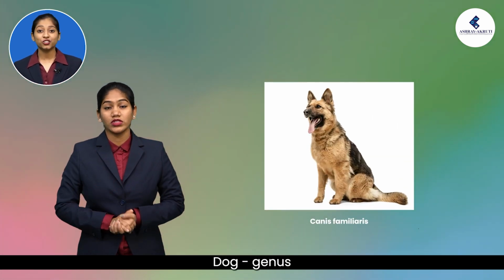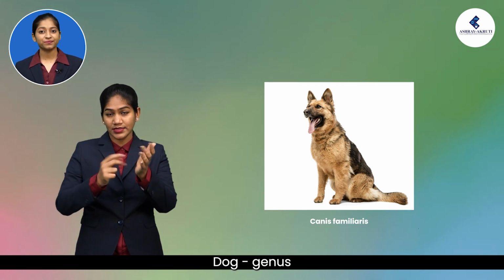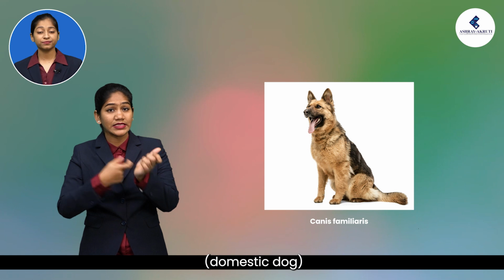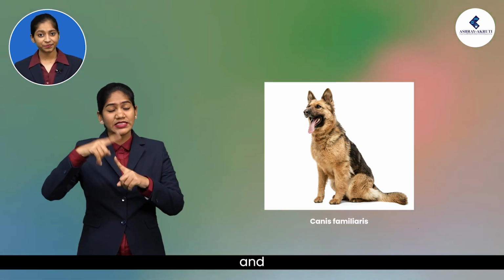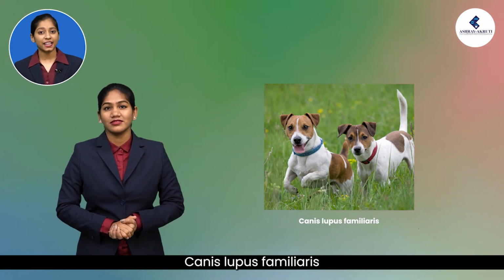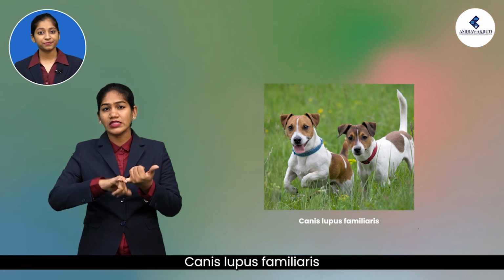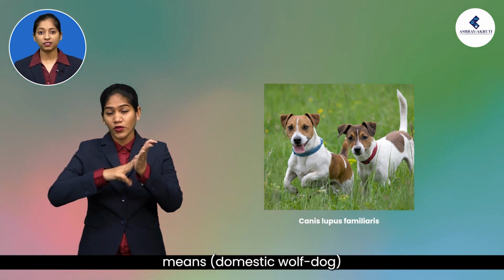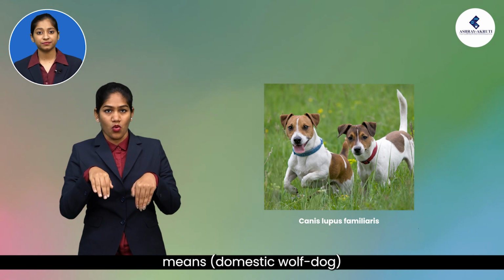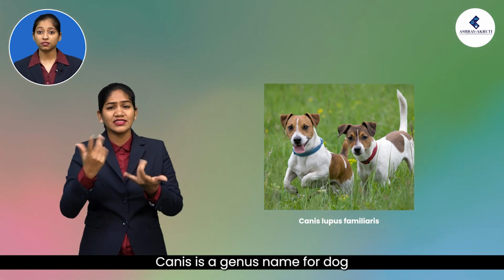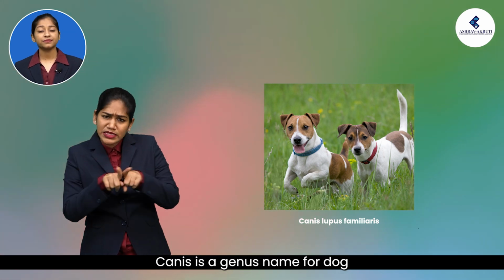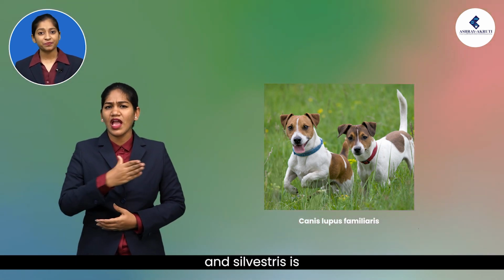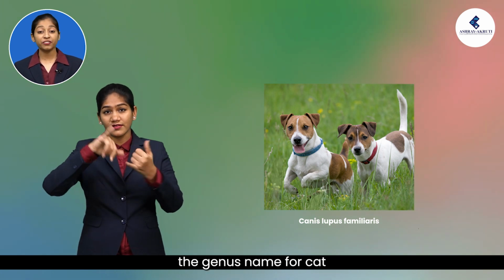Example 2. Dog, genus Canis. Canis familiaris means domestic dog, and Canis lupus familiaris means domestic wolf dog. Canis is the genus name for dog, and Felis is the genus name for cat.